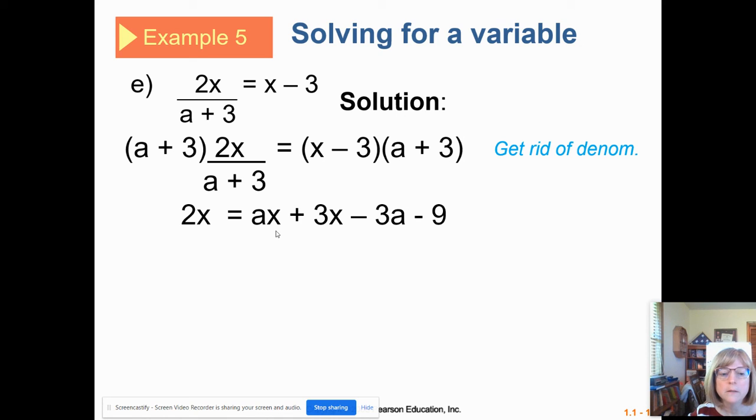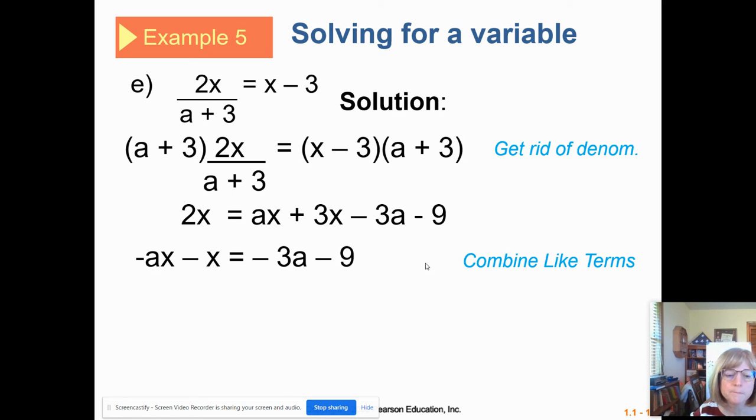plus a, oh goodness gracious, plus 3x minus 9. Now we've got x over here on the left-hand side, and we have two terms with x on the right-hand side. The idea is still the same. I want x on one side, and I want non-x on the other side. So I'm going to subtract an a and subtract a 3x. And when I do that, I end up with negative ax minus x equals negative 3a minus 9.